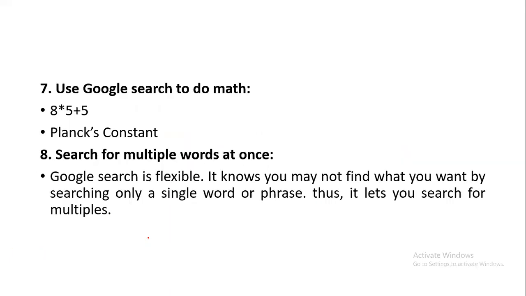Google can also do math for me. If I write any math question, Google will answer that question, so I can find different types of constant values, just like Planck's constant here, and many other values. Google will show me the results. Then there is searching for multiple words at once. Google is flexible. If you want to search for multiple words at once, Google will give you this flexibility. It knows that you may not find what you want by searching only a single word or phrase, so it will let you search for multiple things.